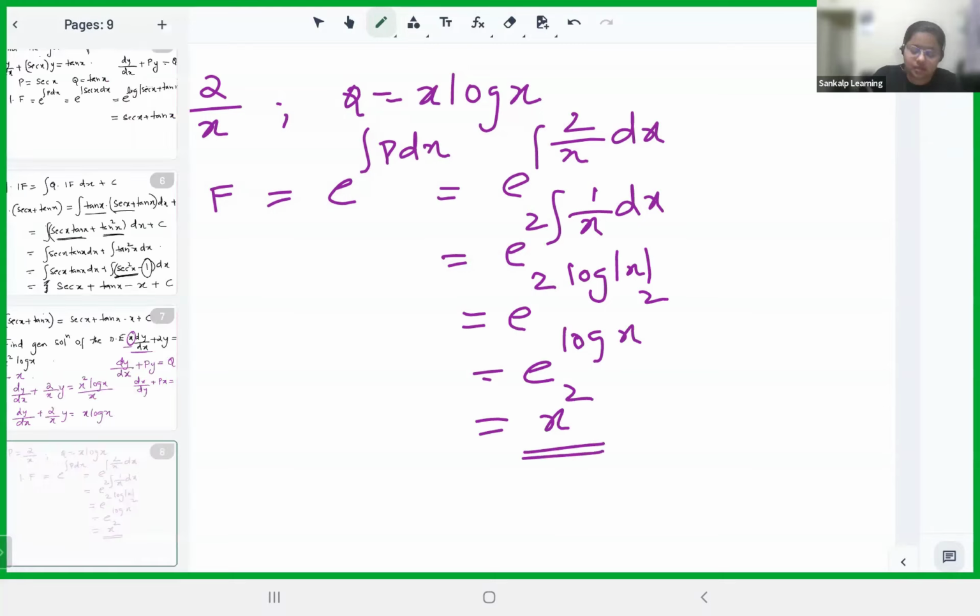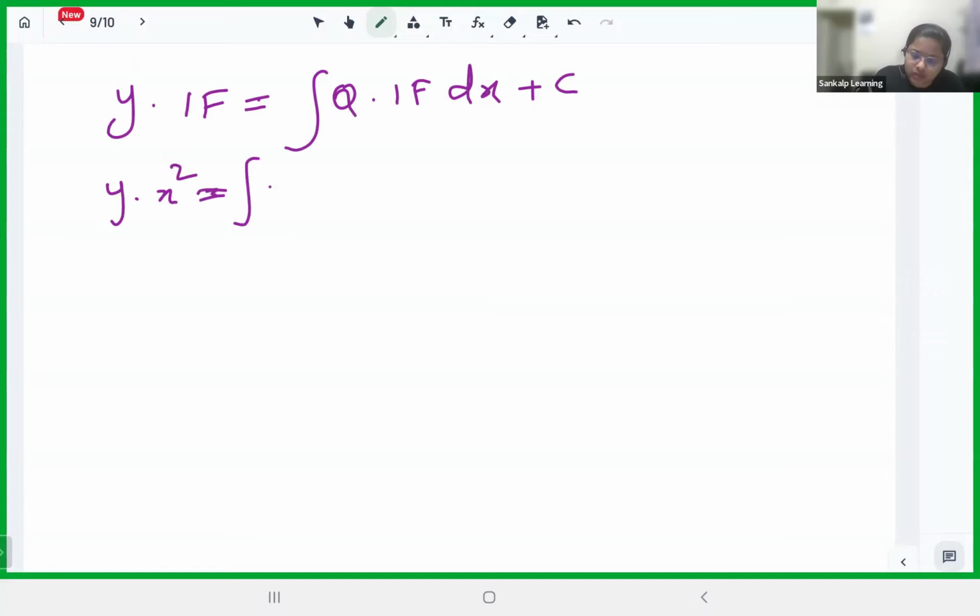So we know how to find the solution. y into integrating factor is equal to integral of q into integrating factor into dx plus c. So y into x square is equal to integral. What is our q? Q is x log x into x square. x log x into x square dx plus c.